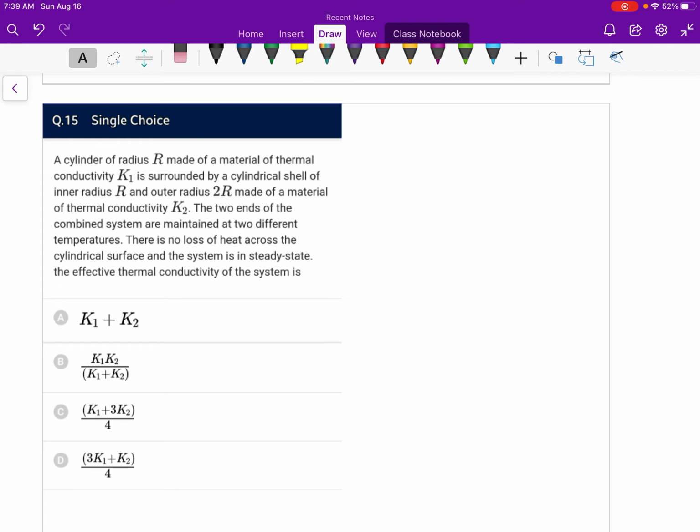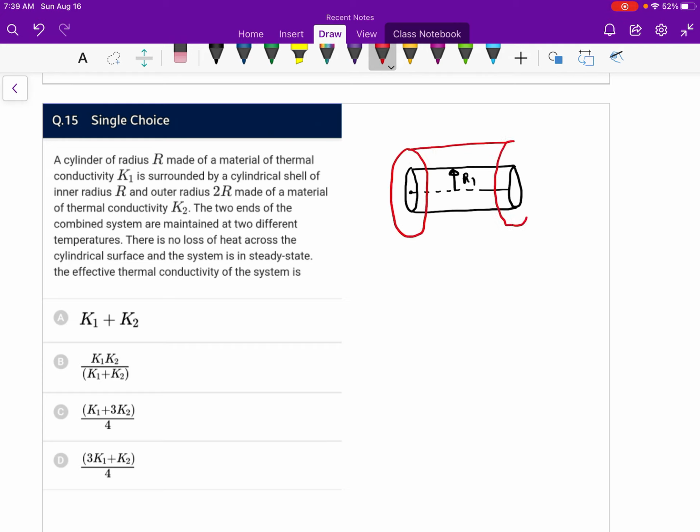A cylinder of radius r made of a material of thermal conductivity K1. So we have this cylinder of radius r made of thermal conductivity K1, and we have this surrounding layer of radius 2r made of K2. Both these resistors are in parallel.